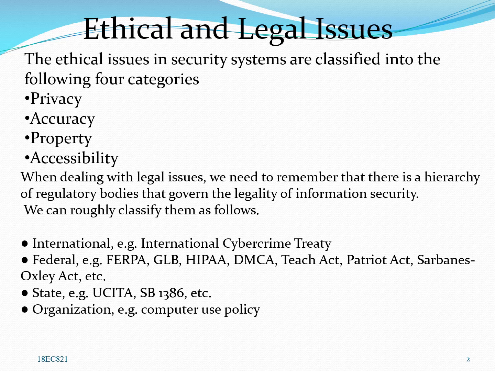Ethical issues in security systems are classified into four categories. The first ones are privacy, accuracy, property, and accessibility. So what is meant by privacy? Privacy deals with the right of an individual to control personal information. What is accuracy? This is nothing but responsibility for the authenticity, fidelity, and accuracy of the information.